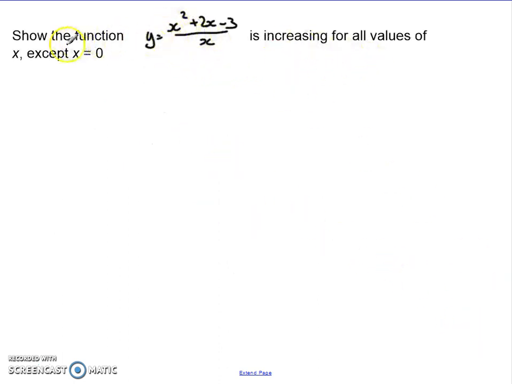Similarly, what we want to show is that the function here is increasing again for all values of x except x equal to 0. Now, again, x equal to 0, it's told us there's an exception. It's because of that on the bottom. You can't divide by 0, so they have to include that. We want to show it's increasing for all values of x. Again, instantly we need to think dy by dx is bigger than 0.